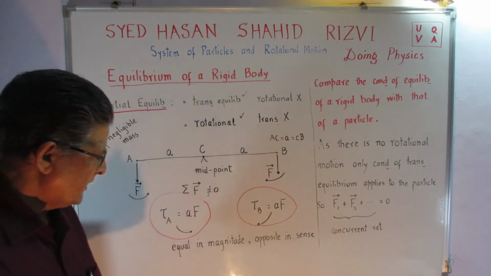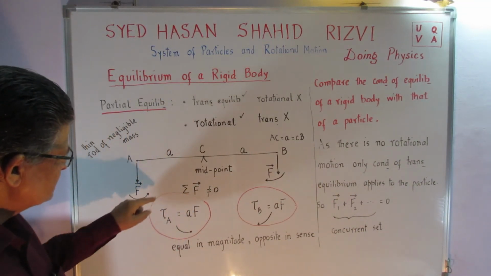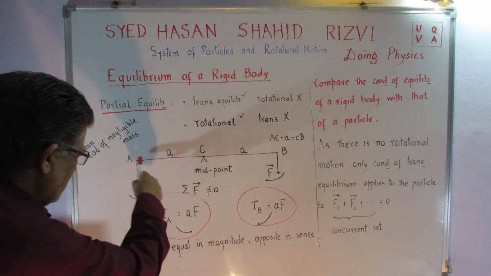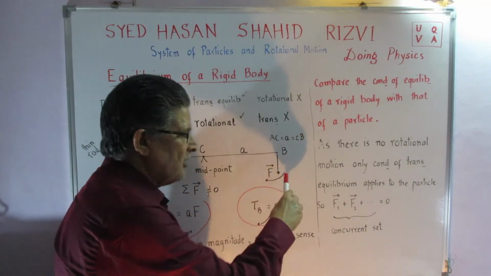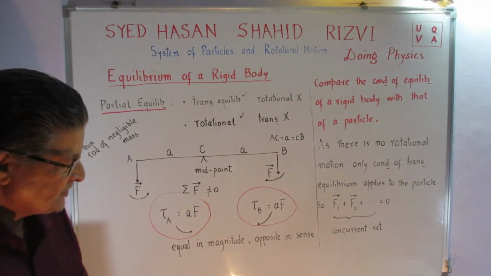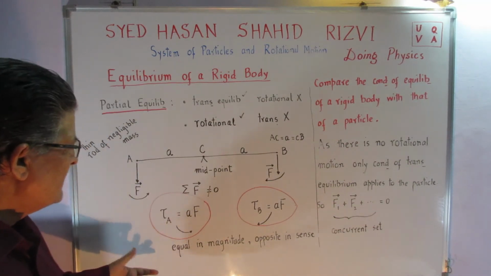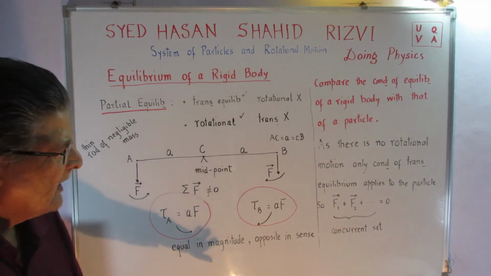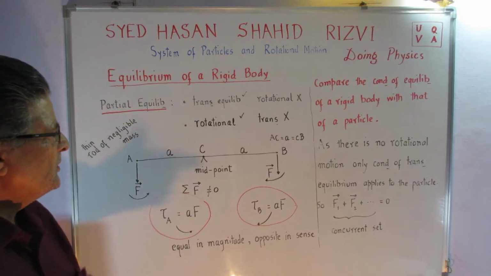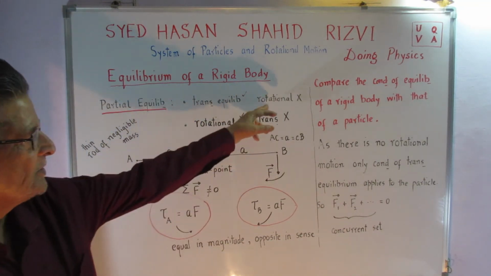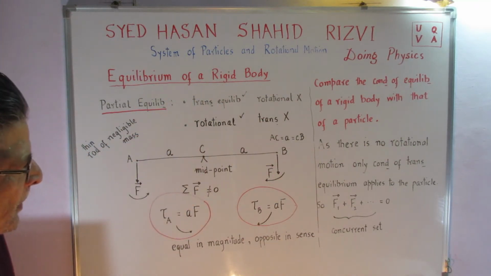The two magnitudes are equal, but you can see that the sense of this torque is anti-clockwise here and clockwise over here. So the sense is opposite, the magnitude is equal, and this is the case of partial equilibrium where I don't have a translational equilibrium but rather a rotational equilibrium. So this is the case which I referred to.